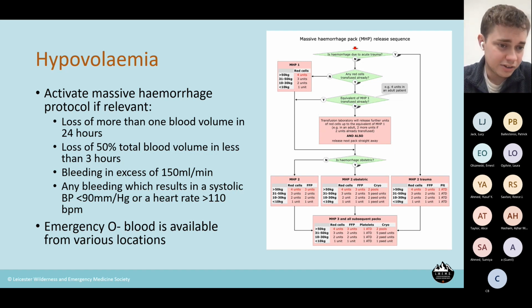You can get emergency O-negative blood to give to patients while you're waiting to activate this process. So in the LRI, you get it in the transfusion lab, I believe, and then the maternity unit, in theatres and in ED resus. They've got units in all those locations.